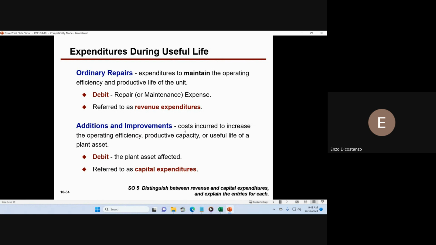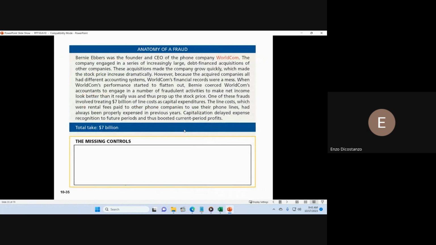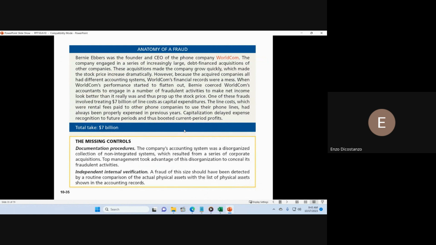Maintenance expenses are not capital expenditures; they're considered revenue expenses. So that's the difference between them. And this is just us looking back at all the frauds that happened over the years. WorldCom was a big one.